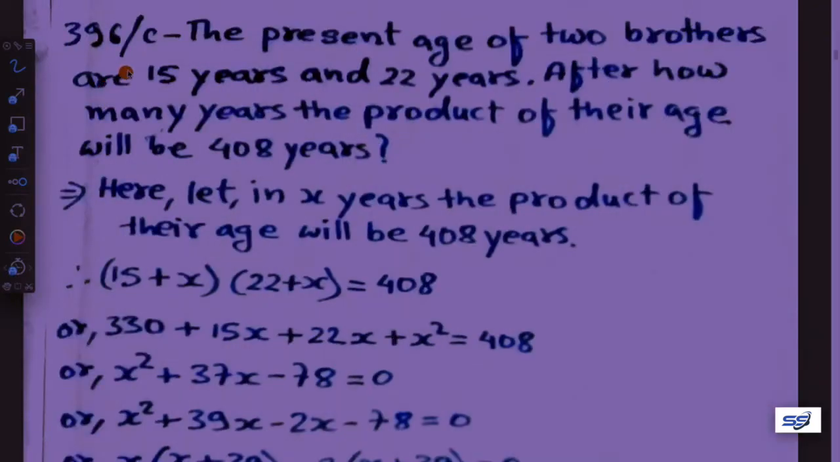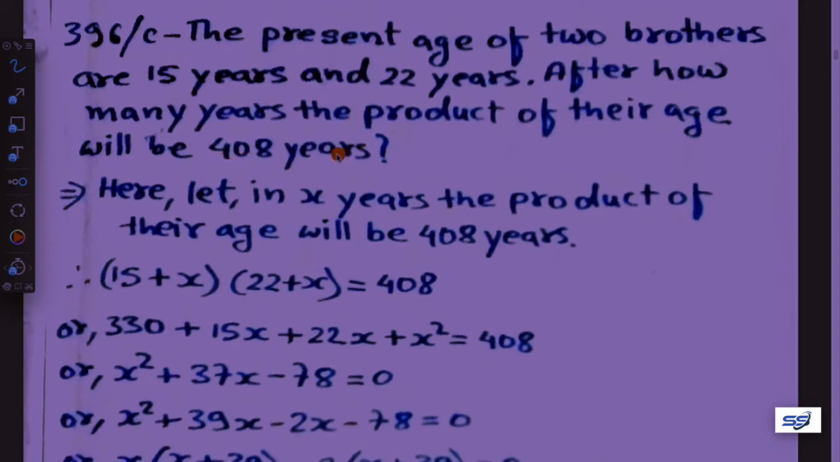Question number 396 upon C. Given here, this is also from our verbal equation. It means an assumption shall be made here to find the value. Given the present ages of two brothers are 15 years and 22 years. After how many years will the product of their ages be 408?